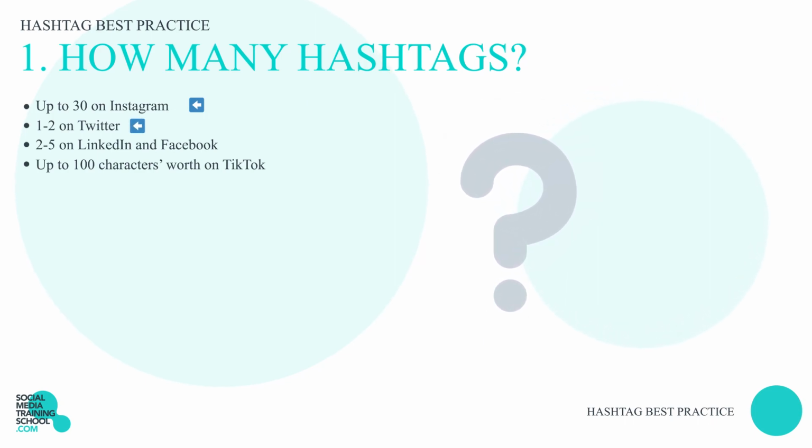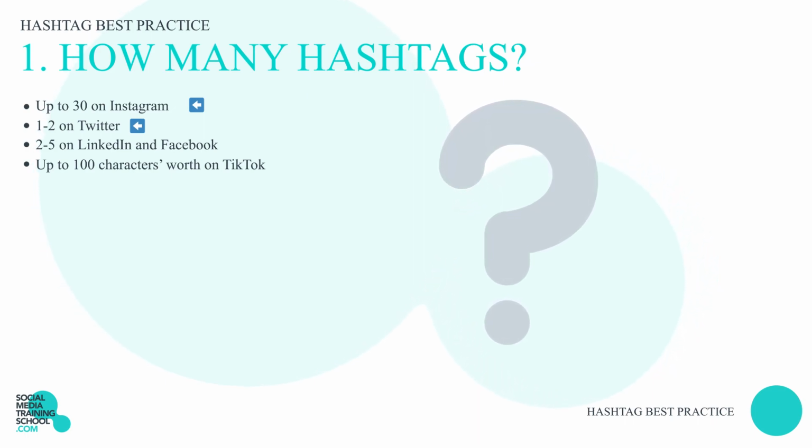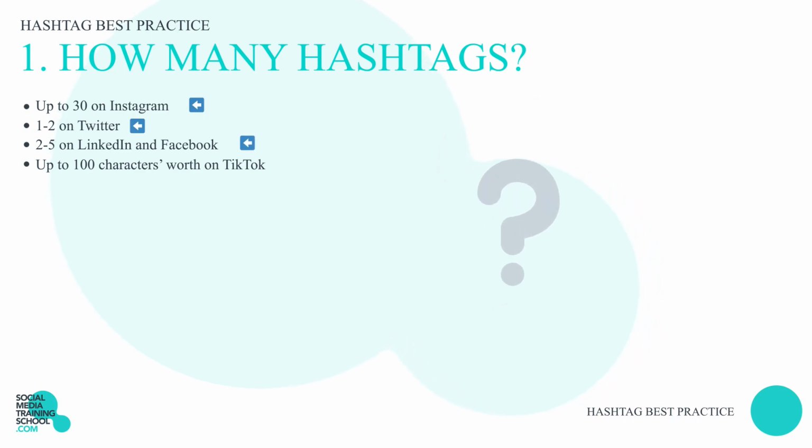On Twitter, there's technically no limit to the amount of hashtags you can use, but research has found that tweets with between 1 and 2 hashtags perform best, and have up to 21% more engagement than posts with 3 or more hashtags. If you're on LinkedIn or Facebook, you can use hashtags here as well. You can use as many as you want, but 5 is the recommended limit.